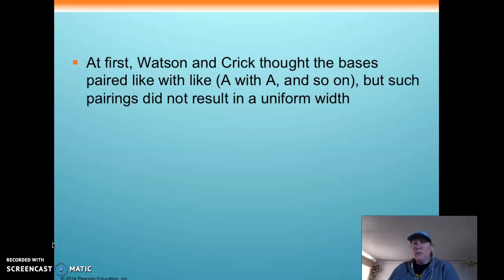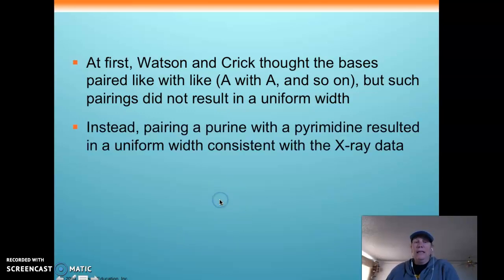Well, if you have two single rings together and then two double, you have a two pair and then a four pair. And if you look at the pictures, it was uniform throughout. There wasn't this in and out, in and out. So they knew that that could not be the case. There was no way that they paired.